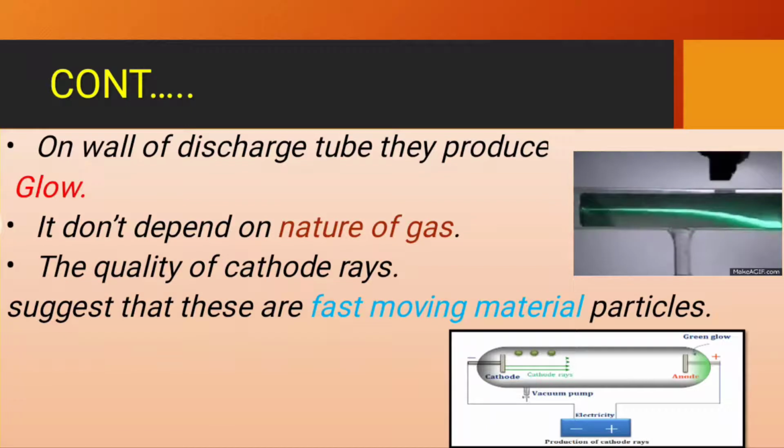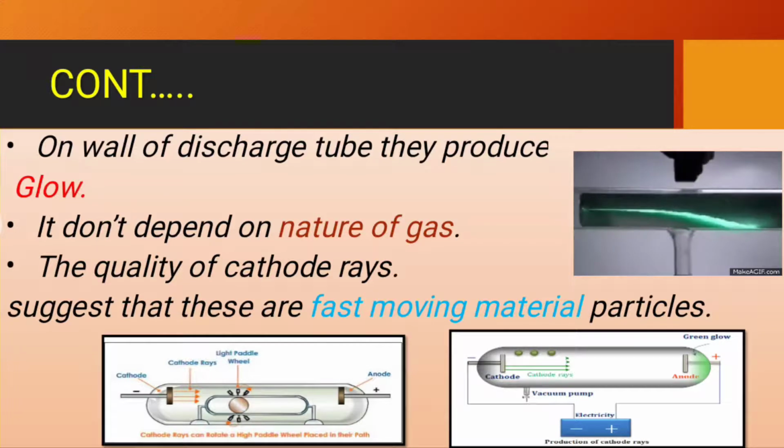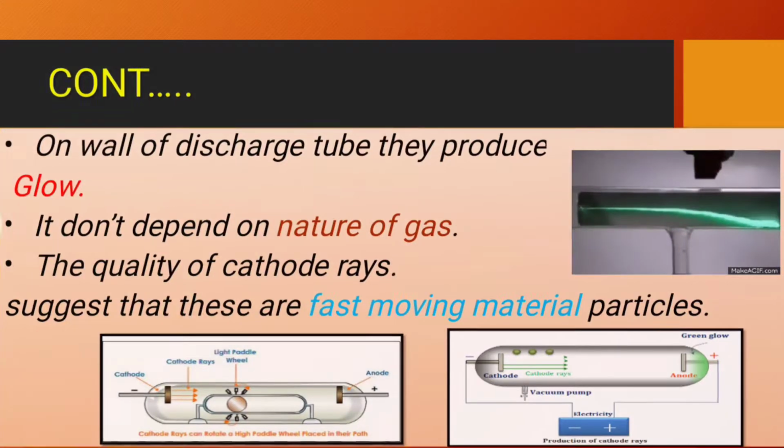The quality of cathode rays suggested that these are fast moving material particles. Material particles mean they possess momentum, or we can say they have mass or velocity. Students, if we place a paddle wheel or small wheel in the path of cathode rays, these cathode rays when hit this paddle wheel transfer their momentum and this paddle wheel rotates. So we can say cathode rays possess momentum and these are material particles.